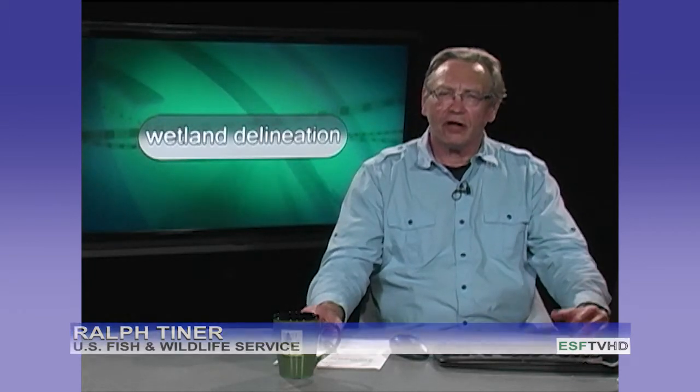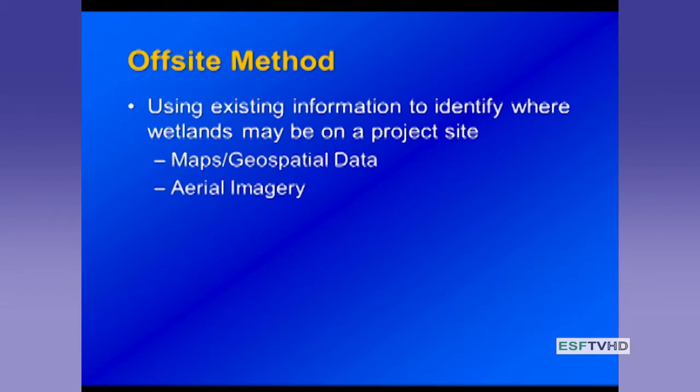Hey, welcome. In this segment, we're going to be talking about the off-site method for identifying wetlands. This method involves using existing information, mainly maps and aerial photographs, to get a sense of what the land use, land covers, and potential for the site supporting wetlands are.